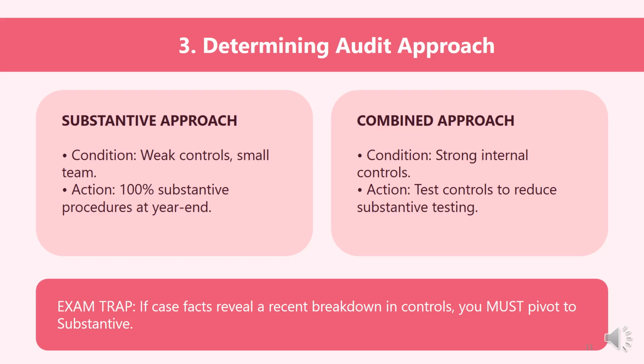Step 3 is the audit approach. You have two options. The substantive approach means you rely entirely on substantive testing. You do this when controls are weak or the team is too small. A combined approach means you test internal controls to reduce your substantive work. You only do this when controls are strong and documented.